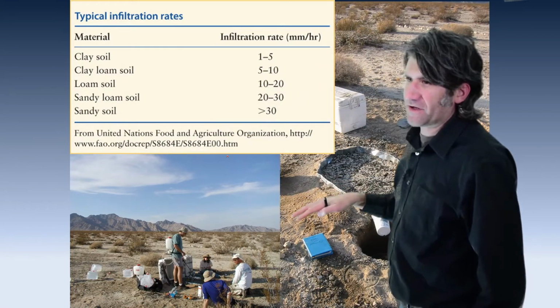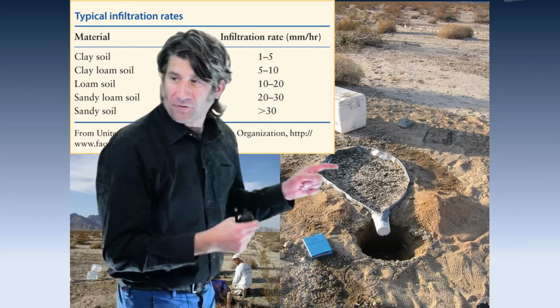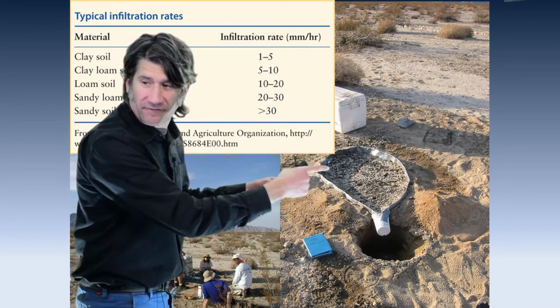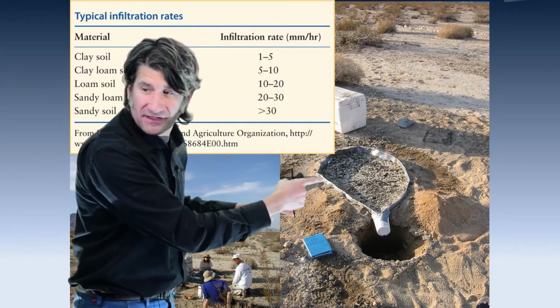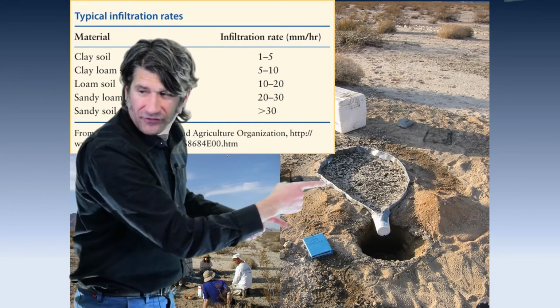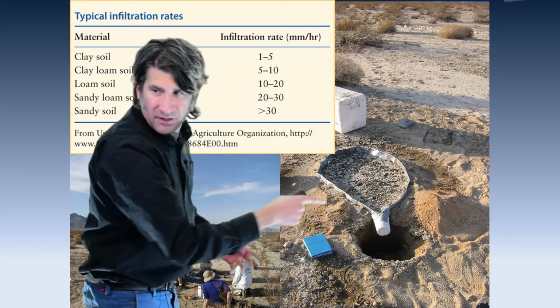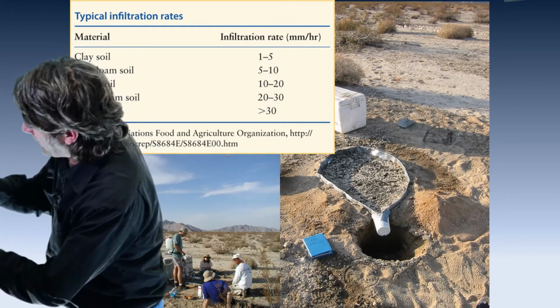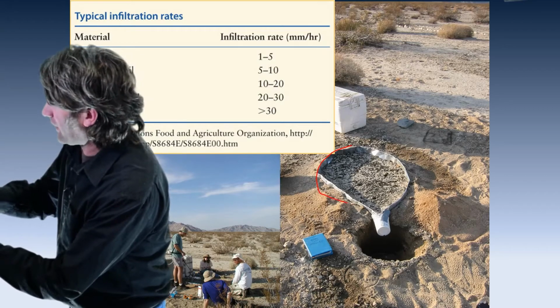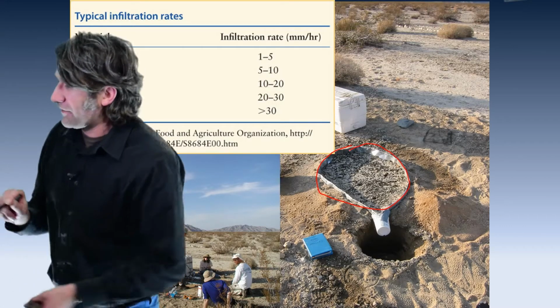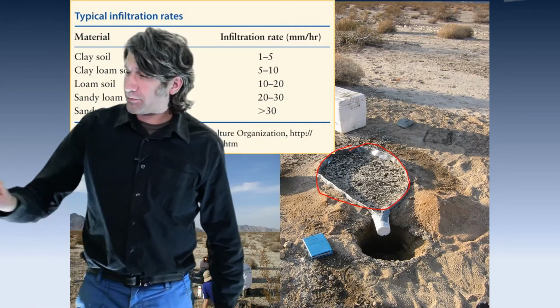And here what we've got is a setup for how we quantify those infiltration rates. So what we've done here is we've used some roofing flashing to put an outline along part of the ground. We just pound this metal flashing into the ground. And then what we do is we get a backpack sprayer.